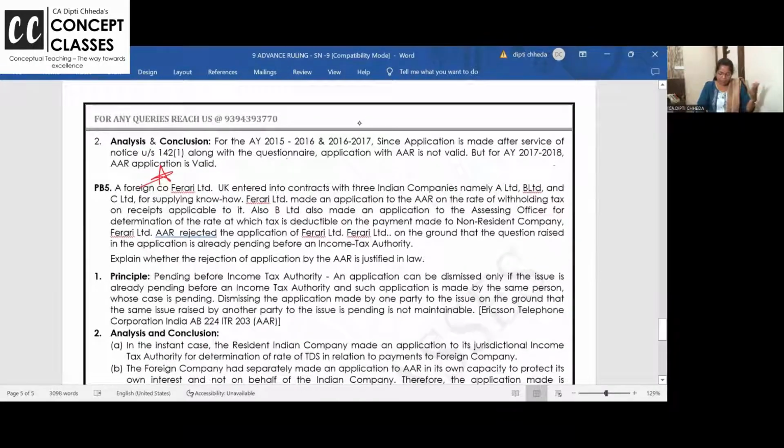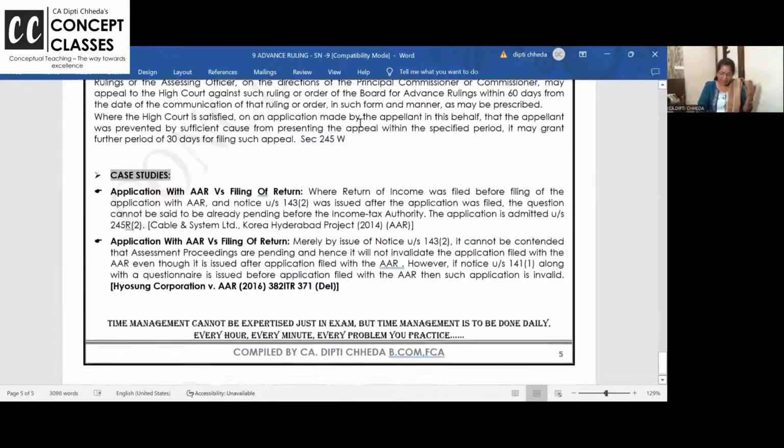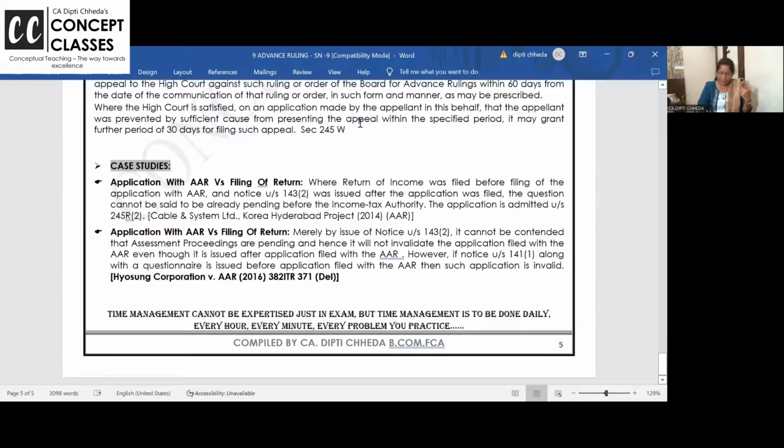One minute. Before you reread that, I have given 1 or 2 case studies here. Please check this. Where the return of income was filed before filing of the application, you have already finished filing the return, and in your return you get a scrutiny notice because they have a doubt that income is undershown, expenses are overshown, losses are overshown. So they issued a notice under 143(2) after the application was filed. You have already filed the application for advance ruling.